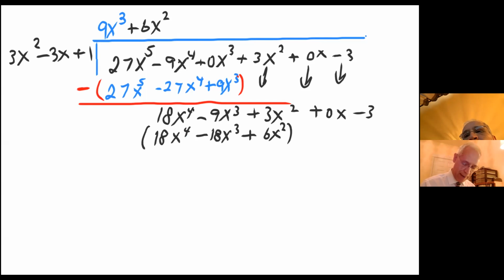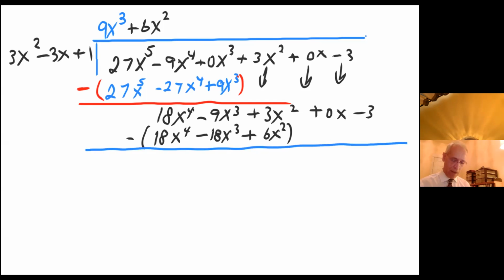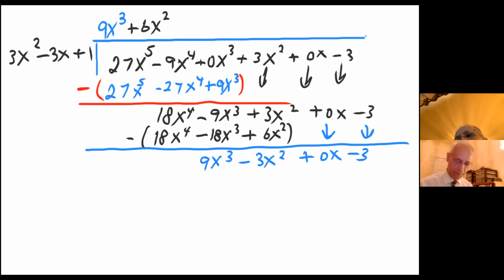And if I subtract this, well, this gives me nothing. That gives me 18x^3 and minus 9, so that gives me 9x^3. And then this gives me a total of negative 3x^2. And I'm going to bring the plus 0x and minus 3. I'm going to bring this down.